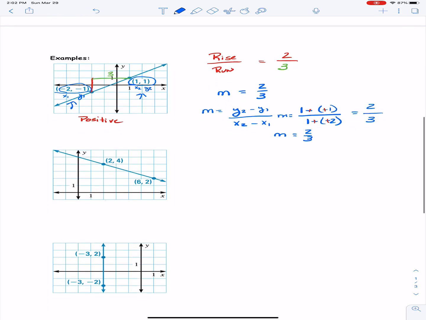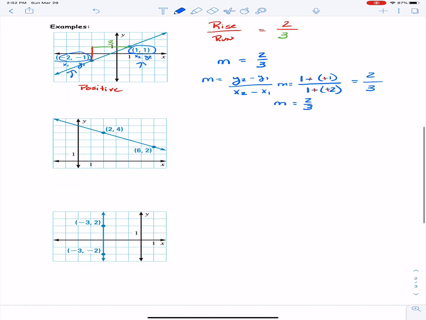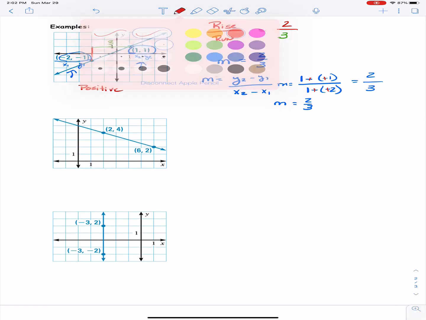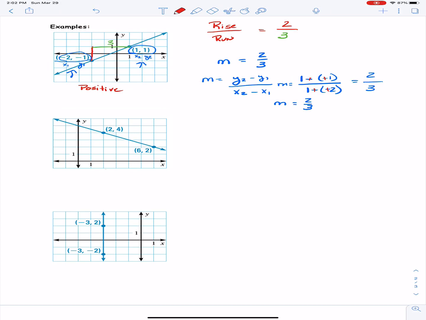Okay? So let's look at our second graph. Our second graph in our example here is going down from left to right, which means that I have a negative slope. Okay, so this is a negative slope. So this is where I was talking about, instead of rise over run, I like to tell my students that it's fall over run. You're falling down over run. The equation's the same. So here we go.